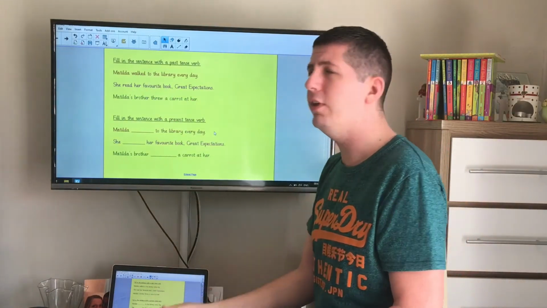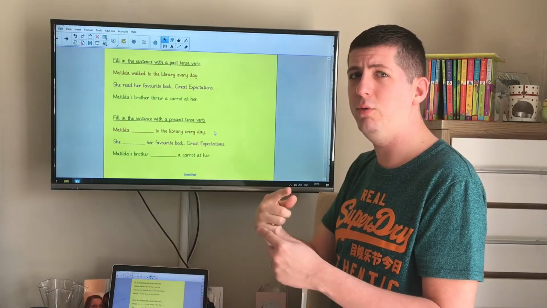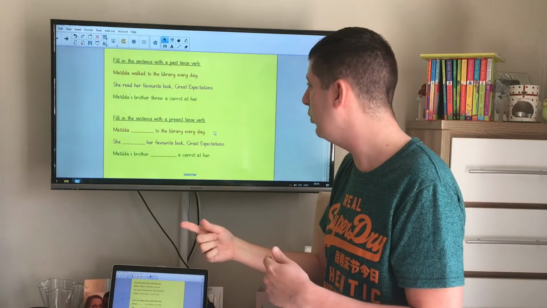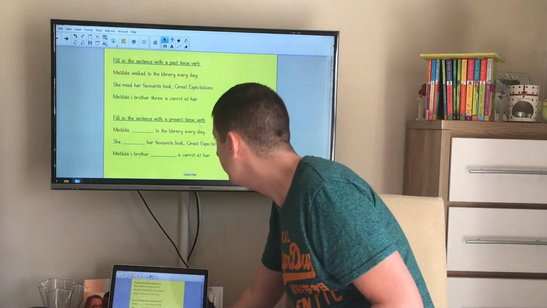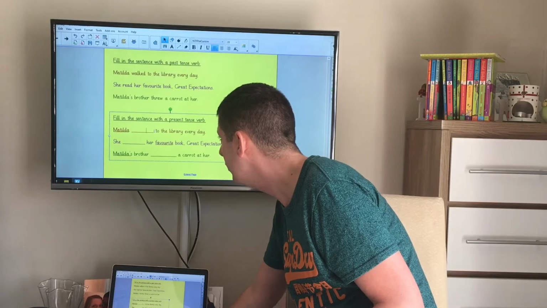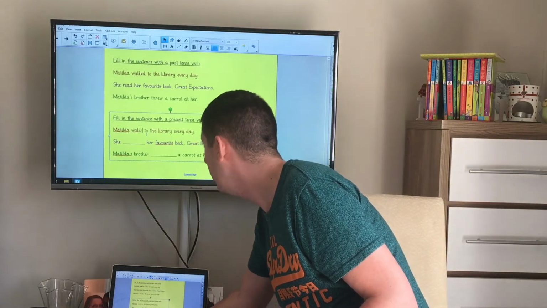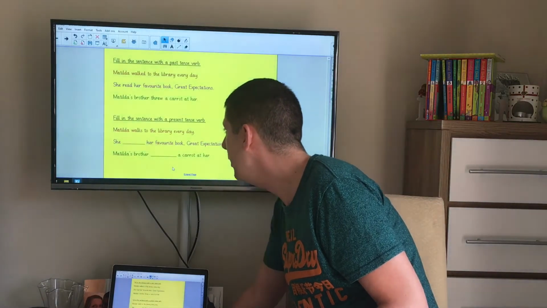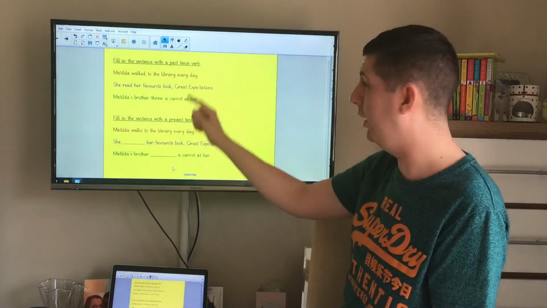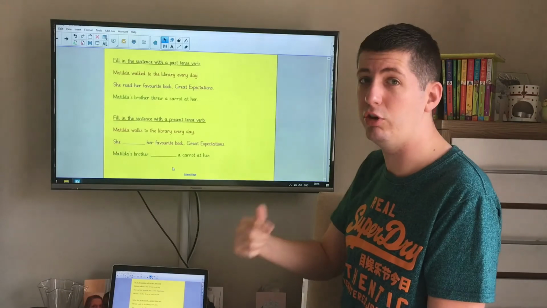Walked. Well, if that's something that she's done in the past, if she was doing it now, I would say Matilda walks to the library every day. So I changed that ed suffix to an s. Matilda walks to the library every day. Pause the video now and see if you can change your verbs to the present tense, and then I'll show you how I do mine as well.